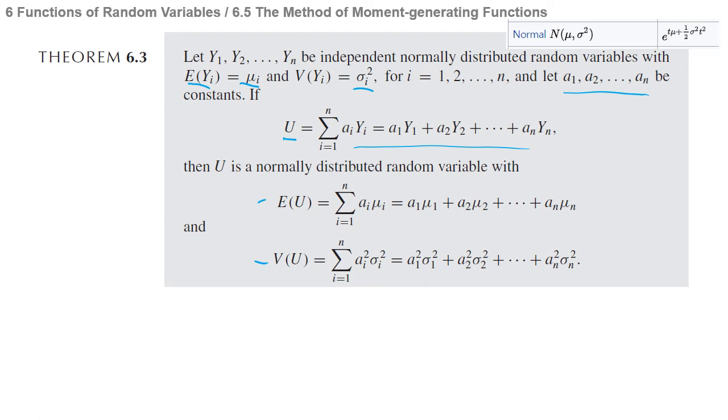And here, a i y i follows a normal distribution with mean a i times mu i and variance a i squared sigma i squared. You can derive this, and to calculate the expected value and variance of u, you are going to use the previous theorem and the moment generating function.